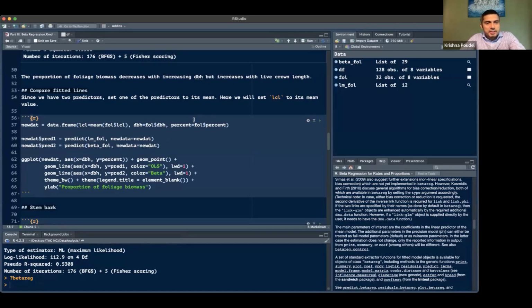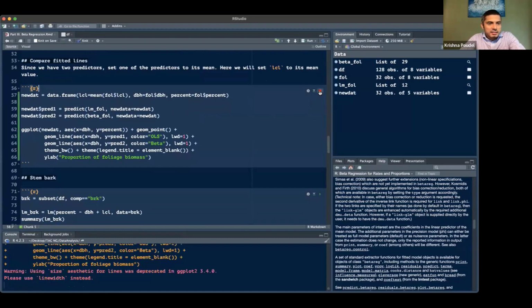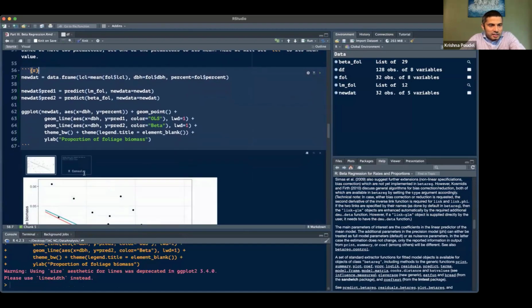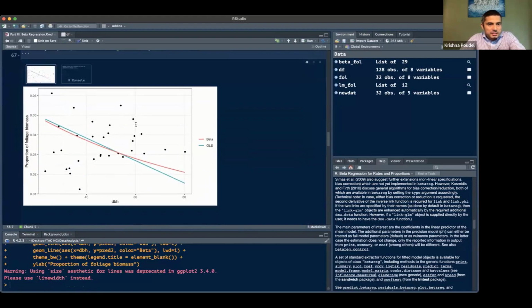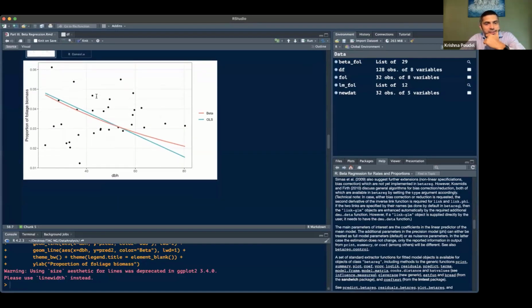But now let's compare the fitted lines of the beta regression and the linear regression. This is a warning message, but it's not a problem here. It's just suggesting to use linewidth instead of size. Okay, so here what we see is the linear model is in green and the beta model is in red. Those are the two different lines, and beta regression has a slightly more curved shape than the linear model.